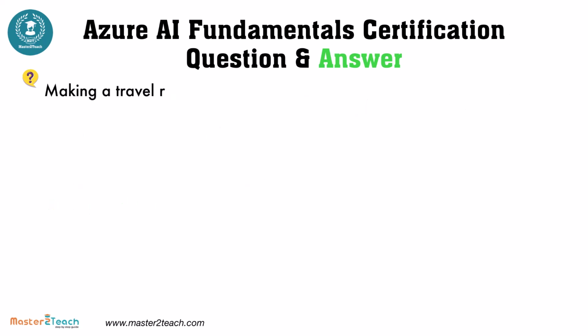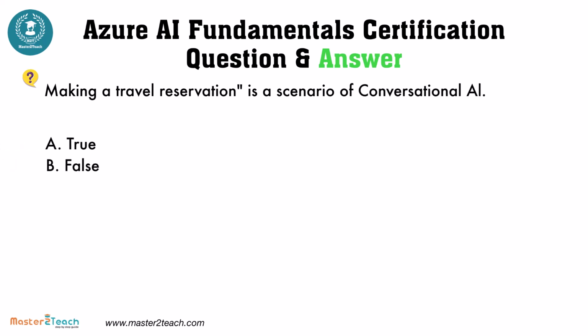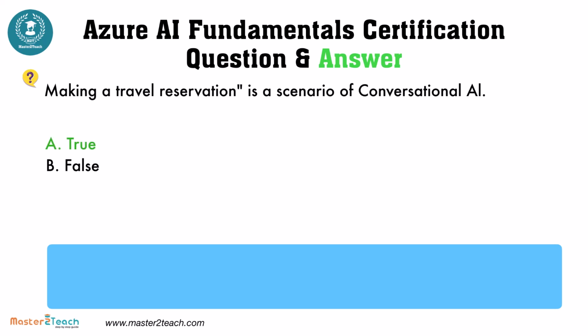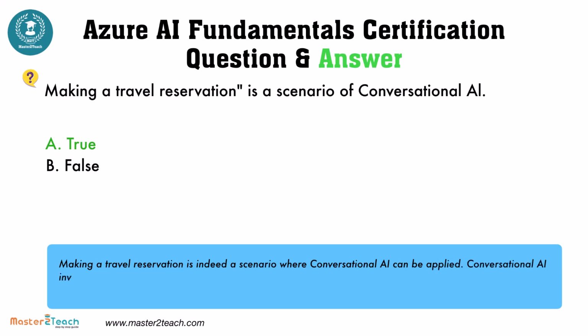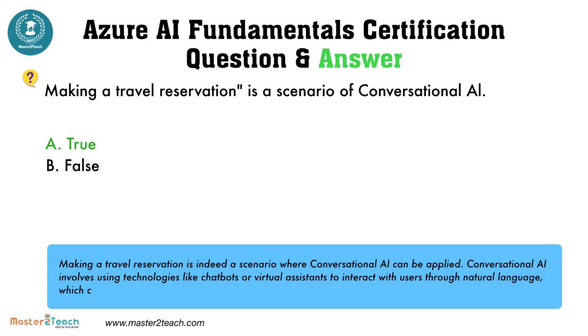Making a travel reservation is a scenario of conversational AI. True or false? The correct answer is true. Making a travel reservation is indeed a scenario where conversational AI can be applied. Conversational AI involves using technologies like chatbots or virtual assistants to interact with users through natural language, which can include tasks like making travel reservations.